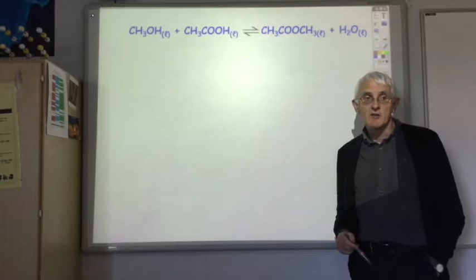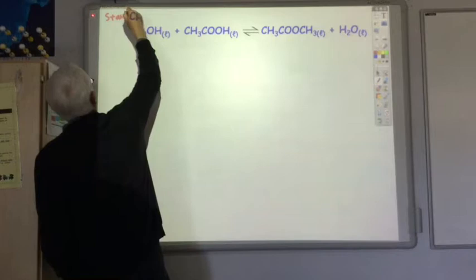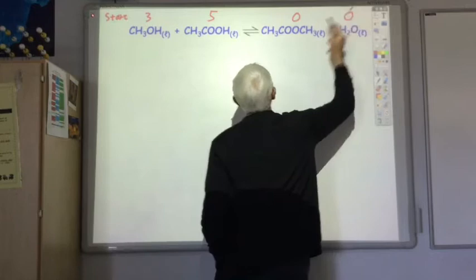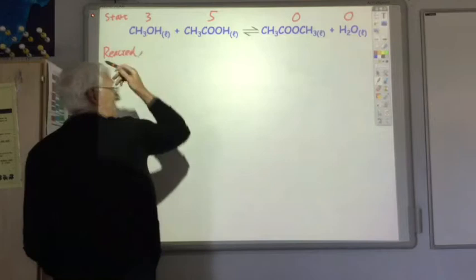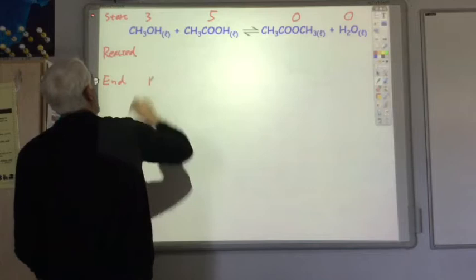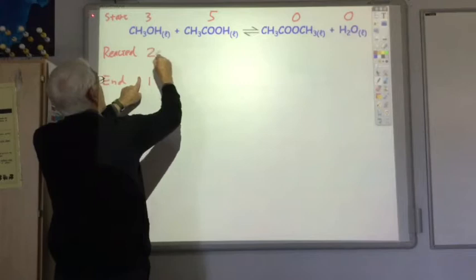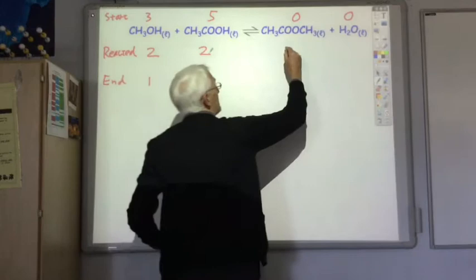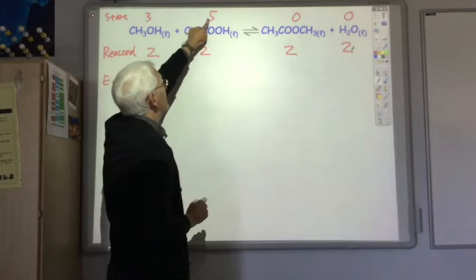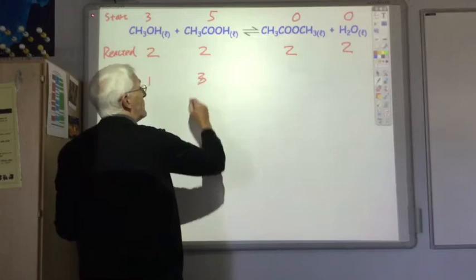Right, how did you get on? So at the start, we had 3 moles of that, 5 moles of that, 0 of that, and 0 of that. How much reacted? Well, it doesn't actually tell us that. But what it does tell us is at the end of the reaction, we've got 1 mole of methanol left. So that means 2 moles of it must have reacted. And if 2 moles of that reacted, it must have reacted with 2 moles of that, produced 2 moles of that, and 2 moles of that. So, we started off with 5 moles of ethanoic acid, 2 moles reacted, so we're left with 3 moles. And then our reaction vessel will have 2 moles of that and 2 moles of that.